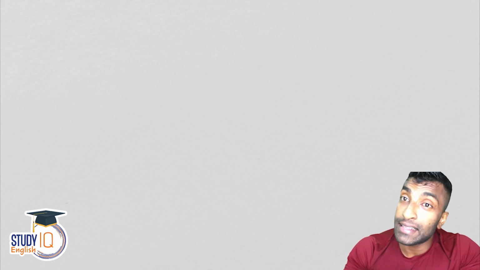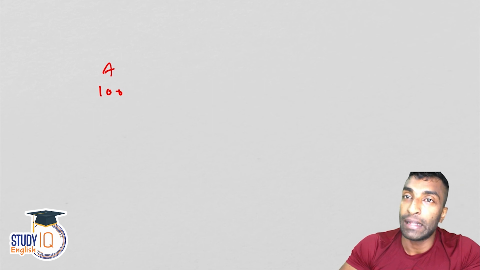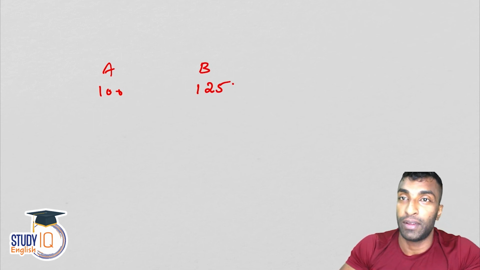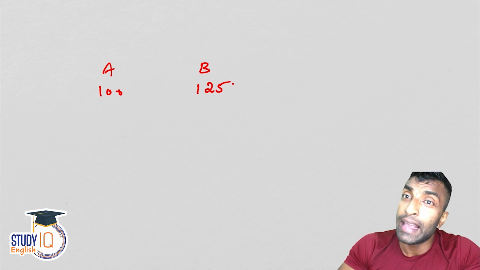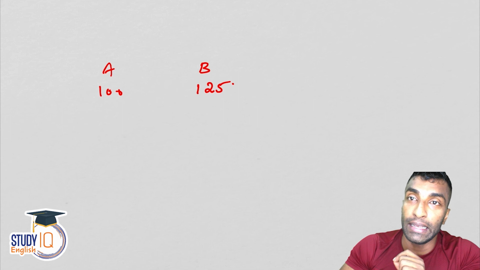And then A's salary is what percent less than B's salary. So what I'm saying is B's salary is 25% more. Let's assume that A's salary is 100. Then what is B's salary? B's salary is 125. Now what they're asking is, A's salary is what percent less than B's salary.